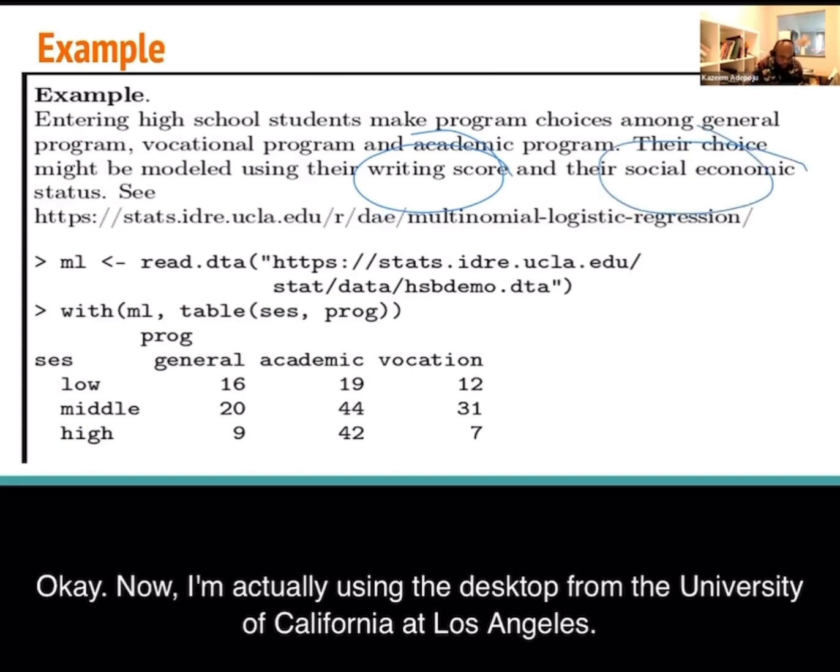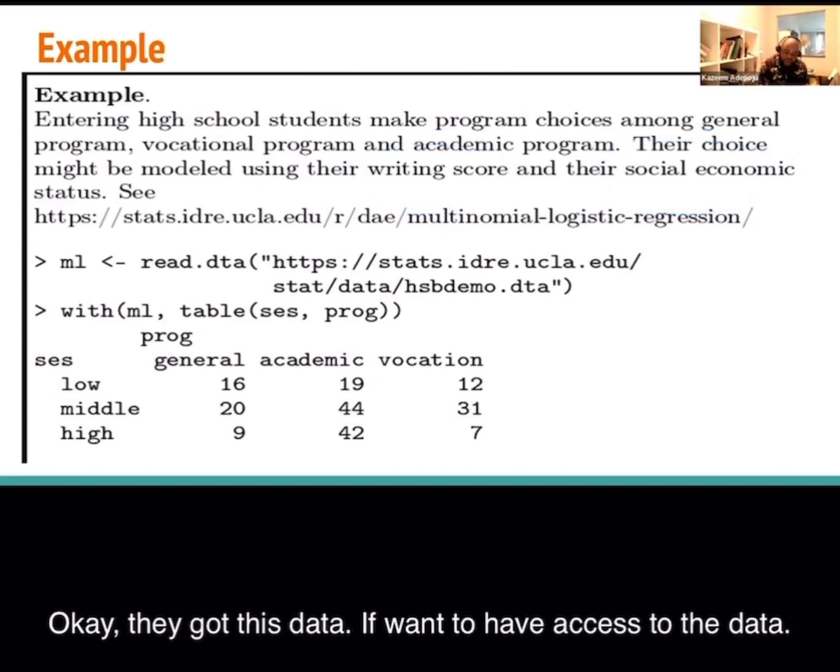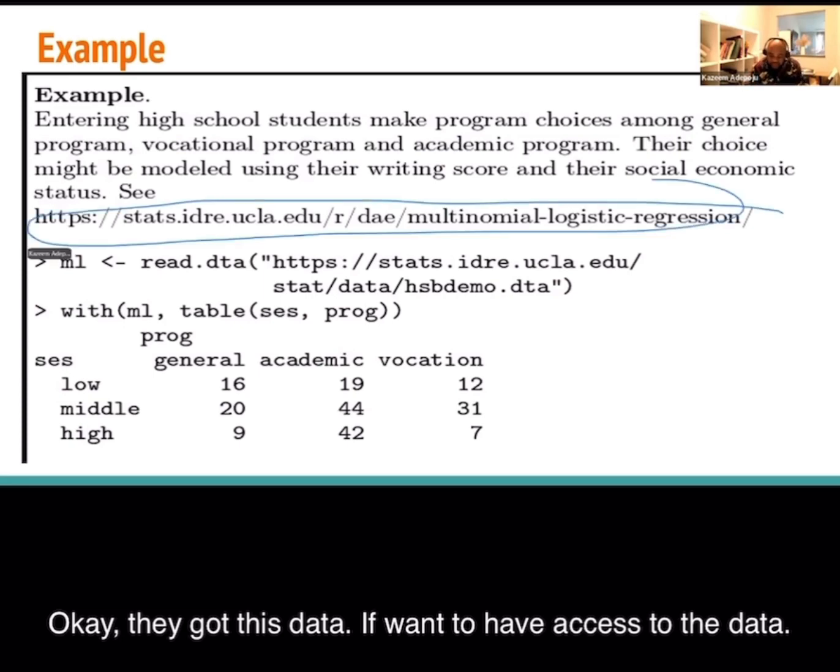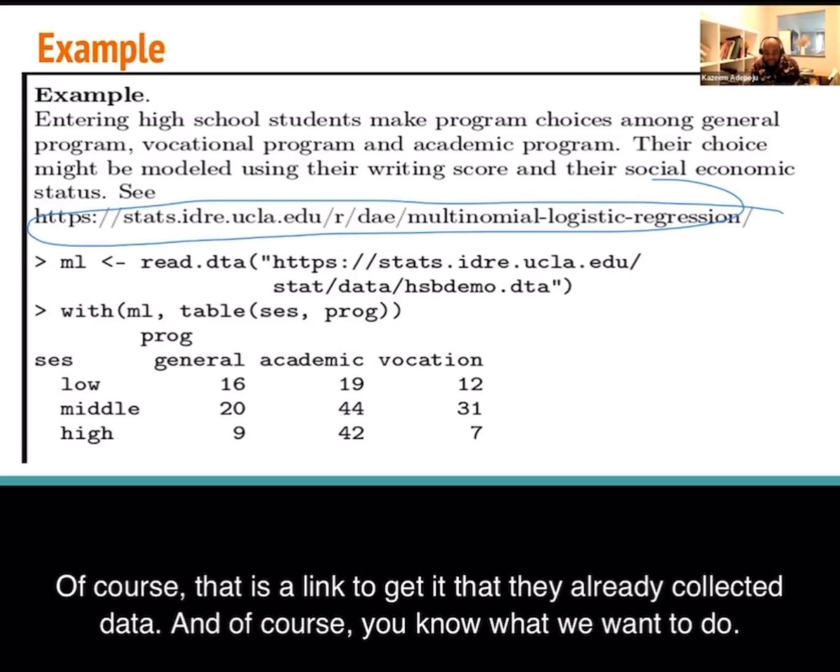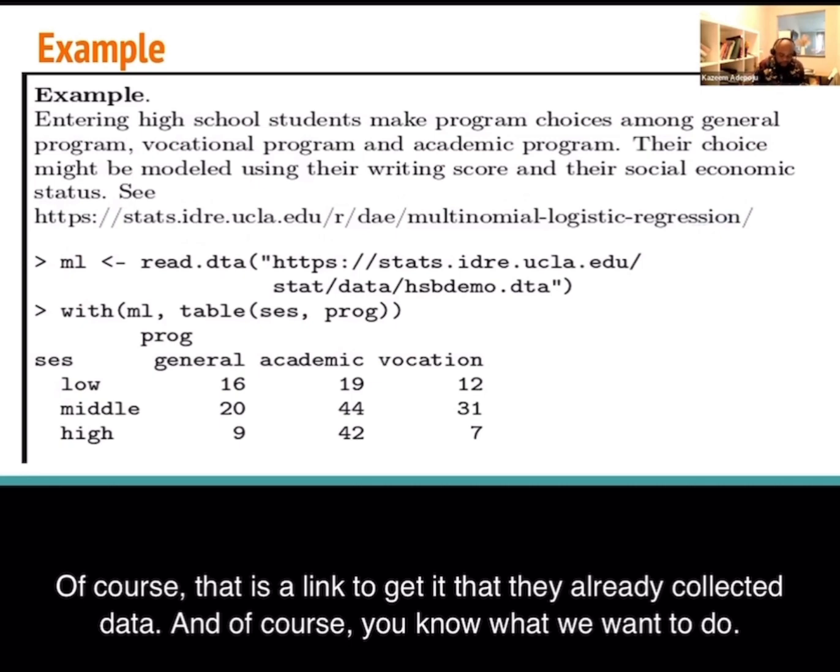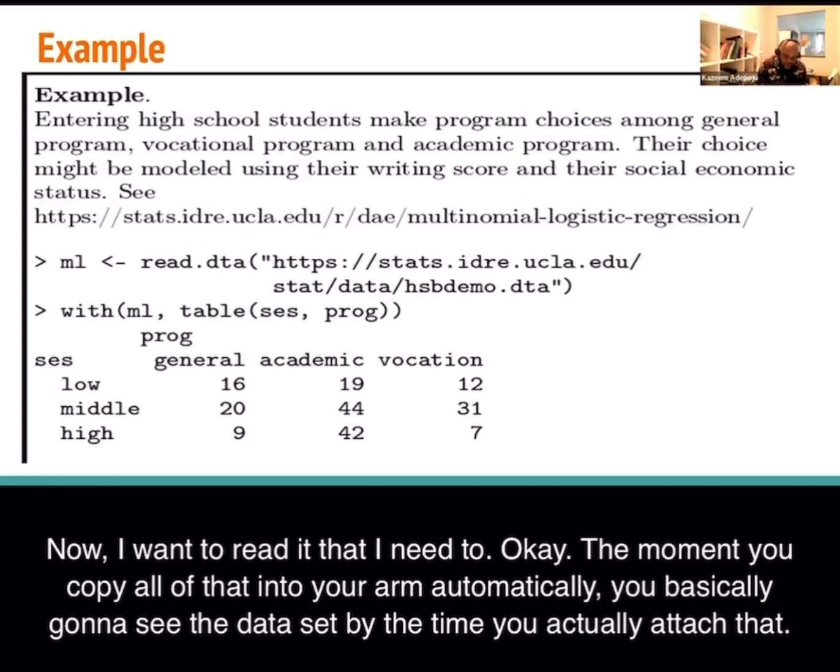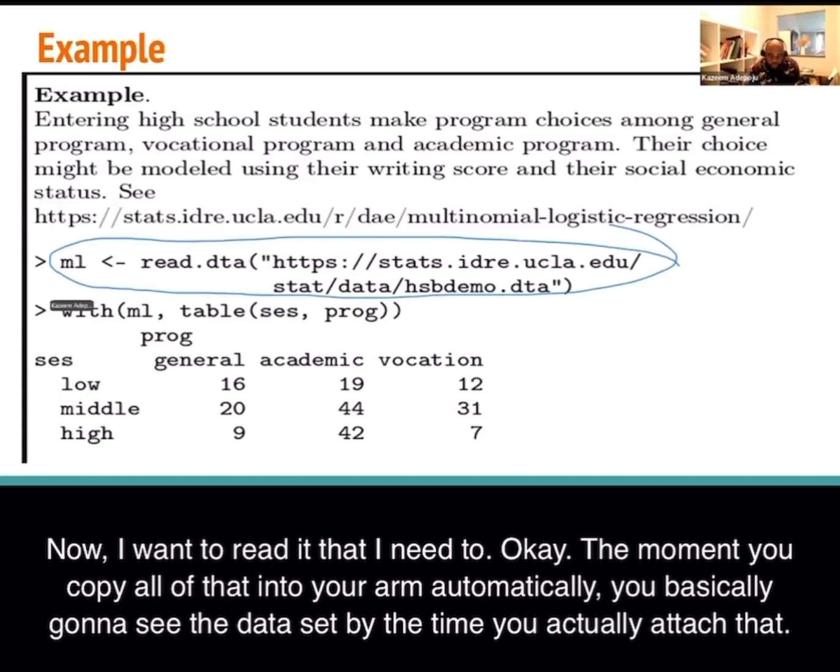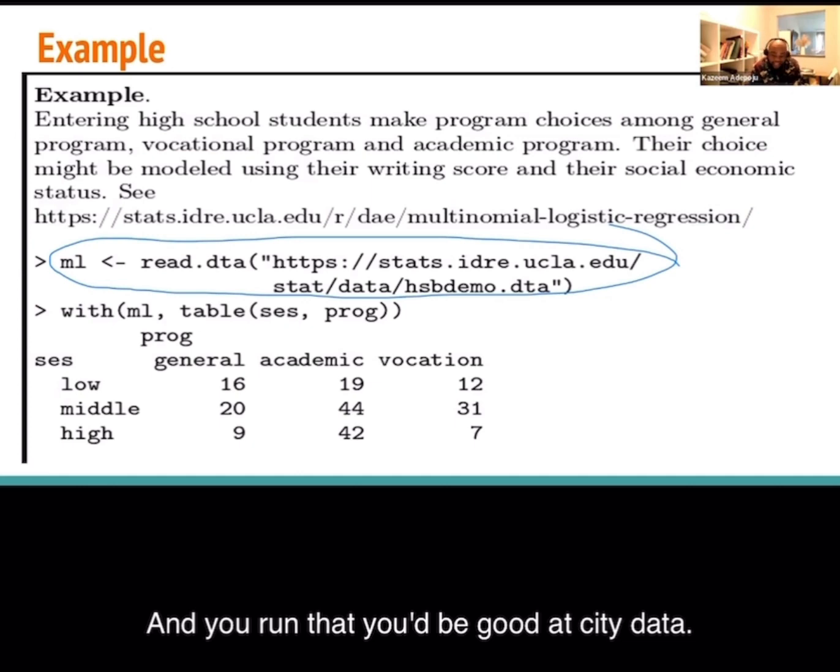Now, I'm using a data set from the University of California at Los Angeles. If you want access to the data, there is a link to get it. They already collected the data, and I want to read it into R. The moment you copy all of that into R, and you attach it and run it, you're going to see the data set.